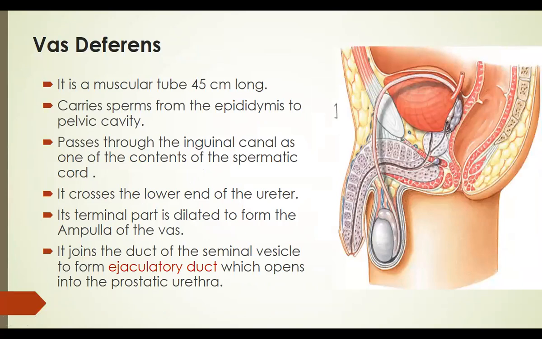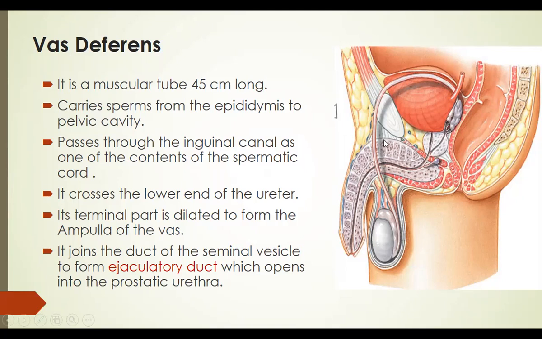Then coming to the next structure, from the epididymis we have a long tube. This is called the vas deferens. Vas deferens. It is a muscular tube almost 45 centimeters long, carries sperms from the epididymis to the pelvic cavity. If you see here, now the sperms are carried from the scrotum back into the pelvic cavity. Okay, it passes through the inguinal canal as one of the contents of the spermatic cord, as you saw.